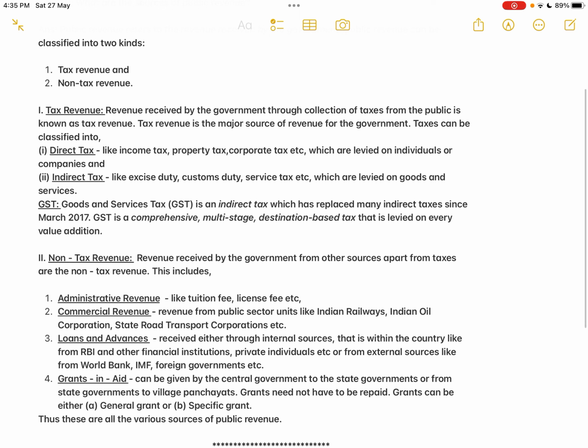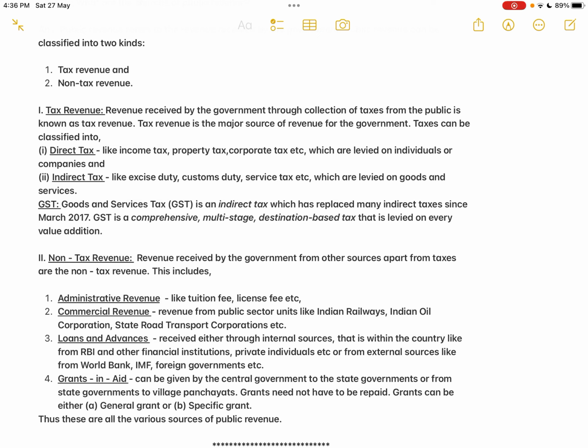Okay, now recently, you all must be aware, the government has introduced the GST, that is the goods and service tax. GST is an indirect tax which has replaced many indirect taxes since March 2017. Earlier, there were so many indirect taxes in the country: Mod VAT, Sen VAT, value added tax. So many different kinds of indirect taxes were prevailing, and the government replaced all those indirect taxes with one single tax, called the GST.